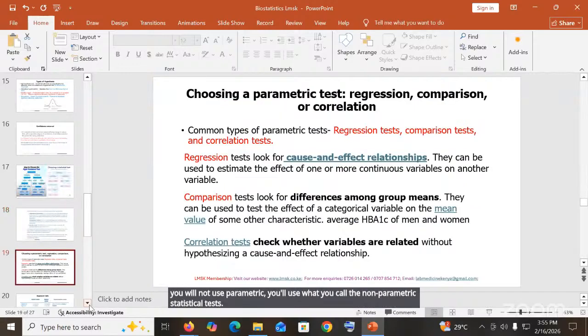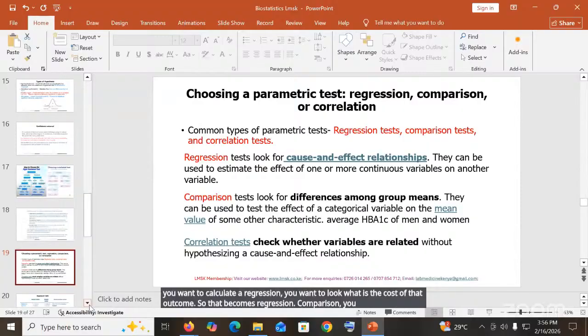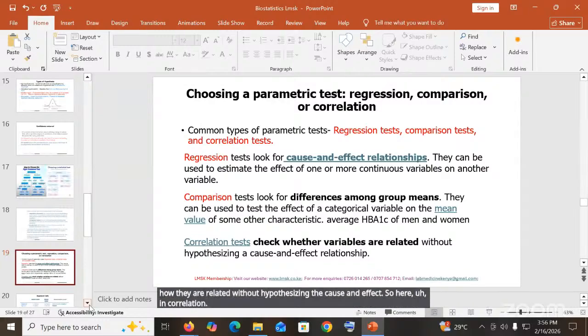These are examples of parametric tests: one is regression, another is comparison tests, another is correlation. Regression is a cause and effect relationship. You want to see what is the cause and the effect, so once you calculate a regression, you look at what is the cause of that outcome. Comparison, you want to see the differences among groups. And correlation, you just want to check how they are related without hypothesizing cause and effect. In correlation, you're not interested in which is the cause and what is the effect. You're just asking how they are related. Is it a positive correlation, a negative correlation, or is there no correlation?